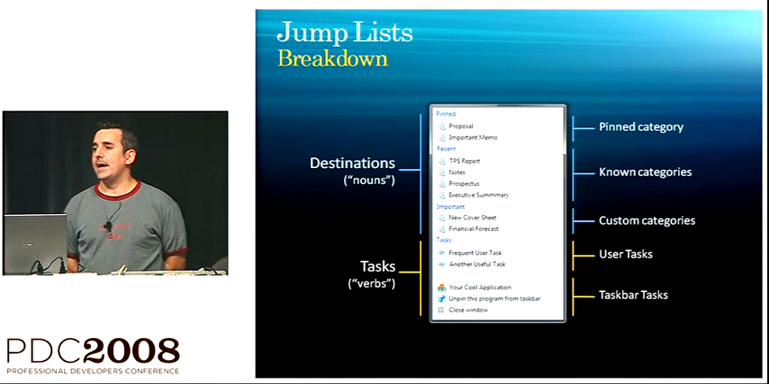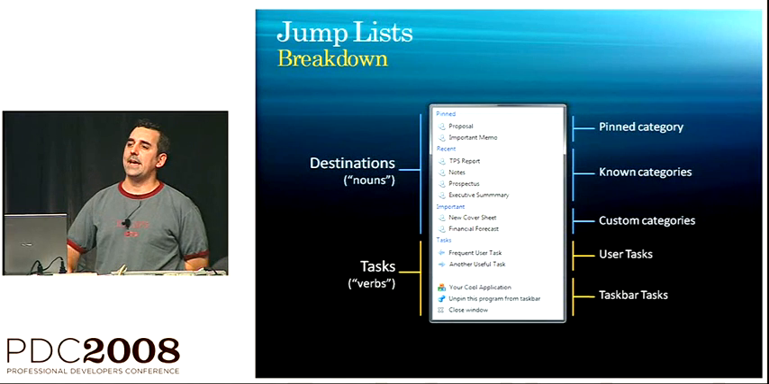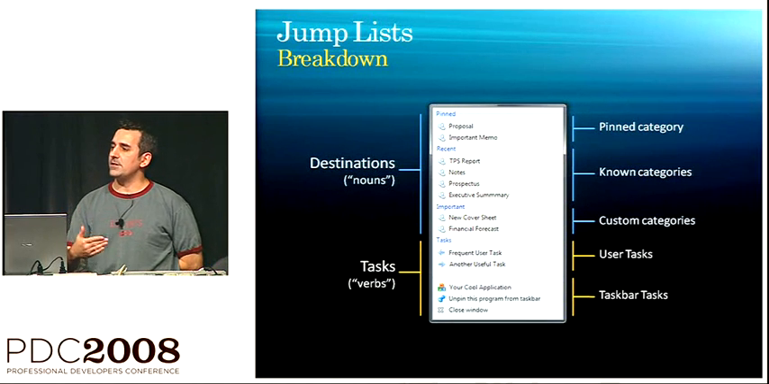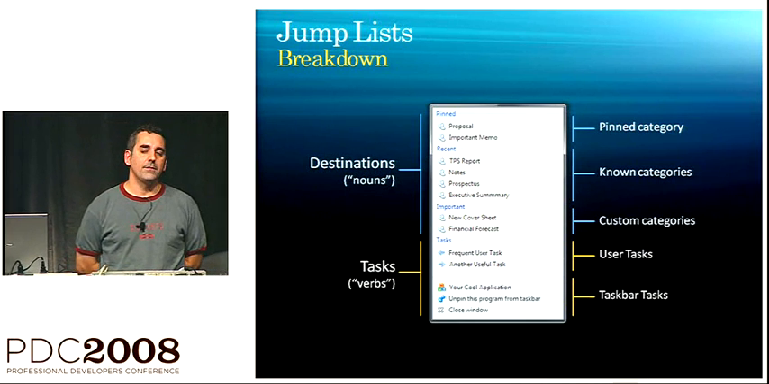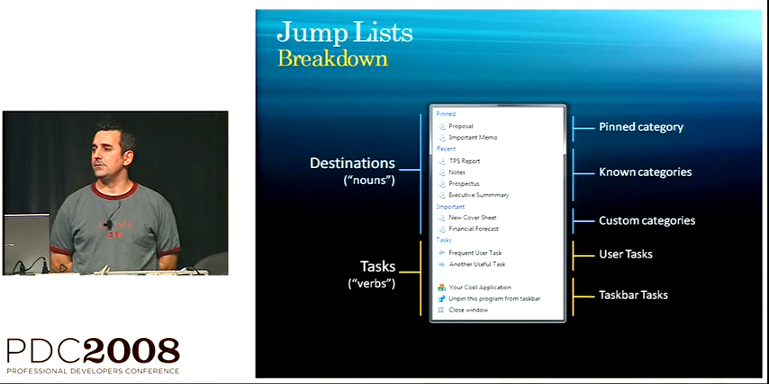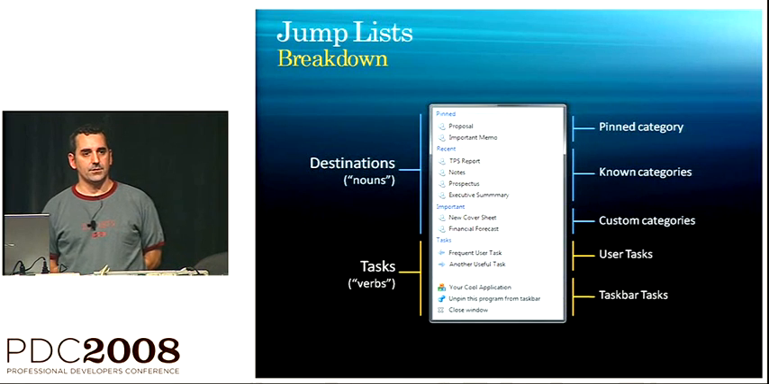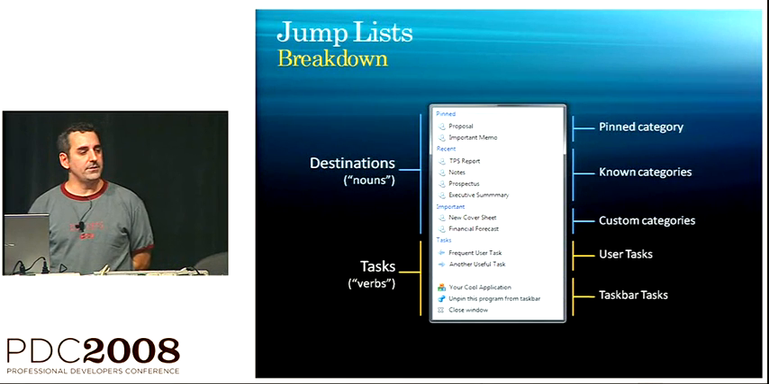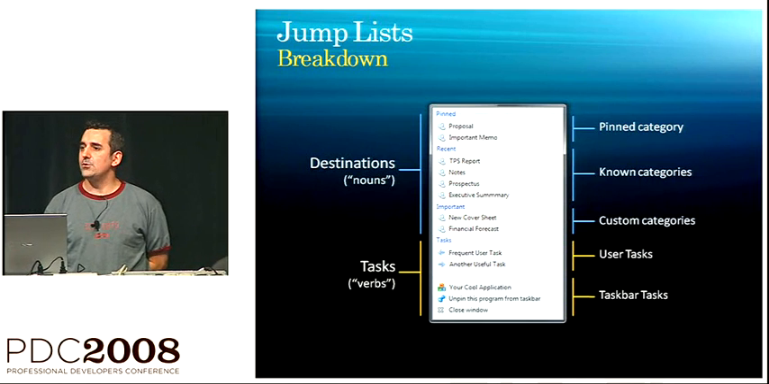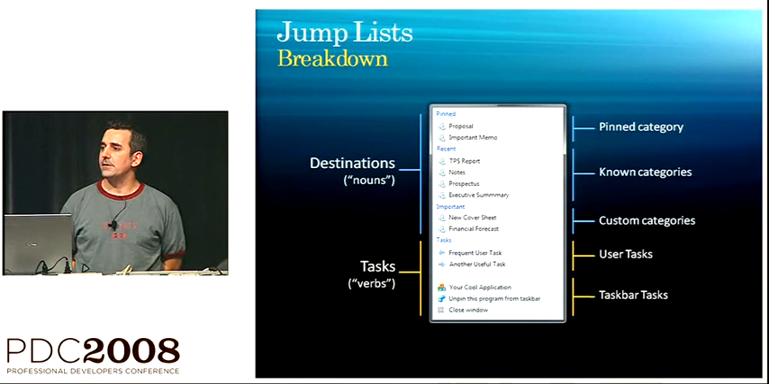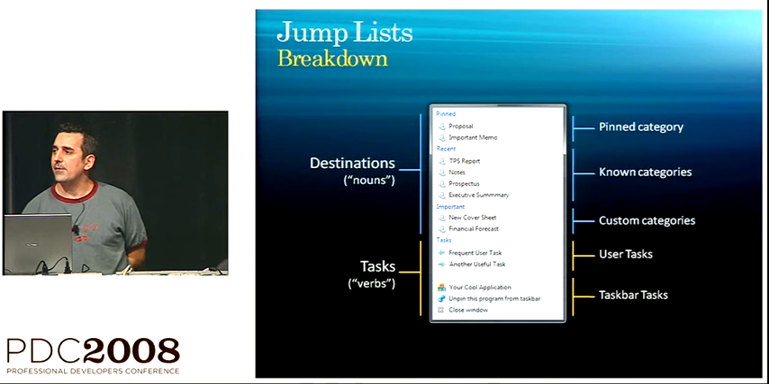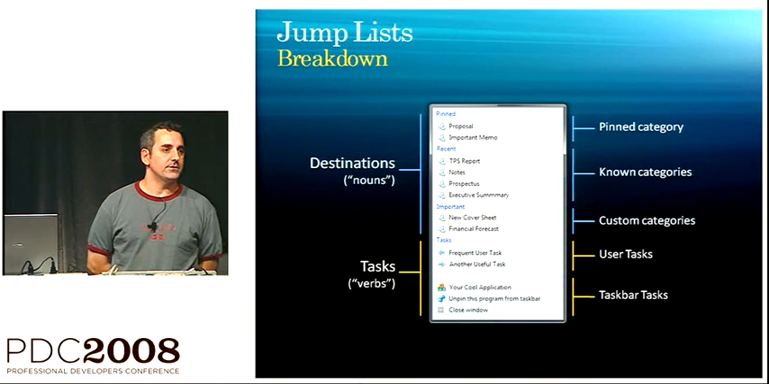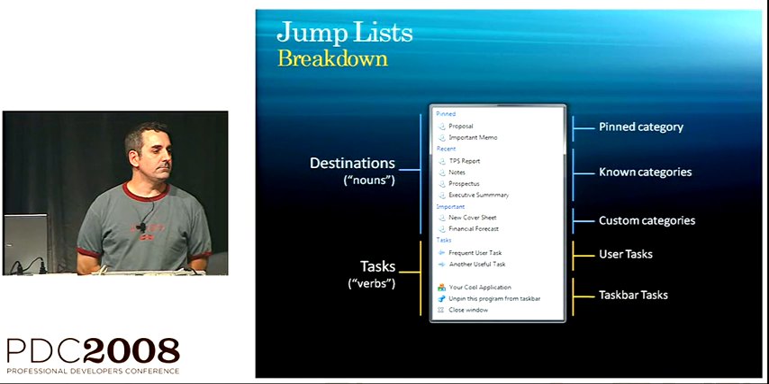Above that are what we call known categories. This is a special type of category in which we provide the content for you. There are two kinds of known categories: recent destinations and frequent destinations. Both of these lists are maintained by us, the operating system, on your behalf. You just indicate that you'd like them displayed in your jump list, and we will go ahead and do that for you. I'll talk a little bit about how the contents of that list are actually filled.